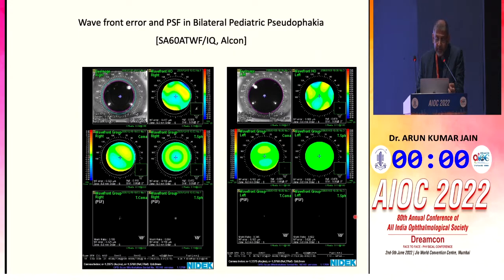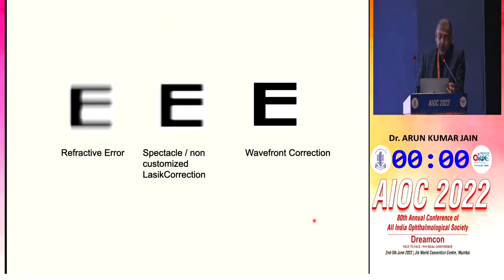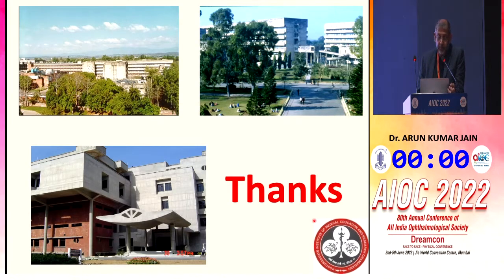the cornea. And here you can see again in one eye there is a normal lens, and in the other eye an IQ lens. You can see the point spread function is also very good in this case. So these are also called wavefront corrected IOLs.